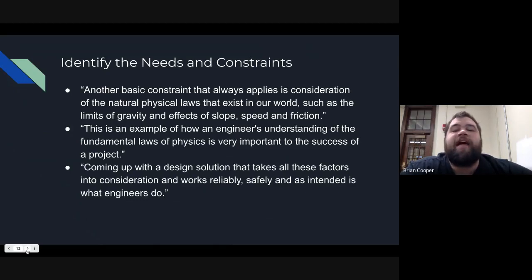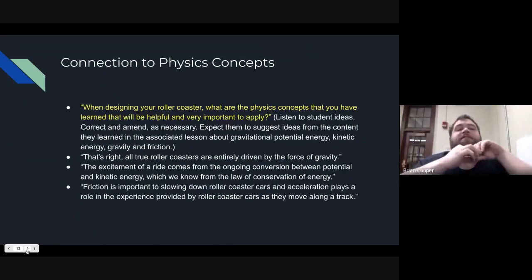This is an example of how engineers' understanding of the fundamental laws of physics is very important to the success of a project. Coming up with a design solution that takes all these factors into consideration and works reliably, safely, and as intended is what engineers do. Then you're going to ask your students, when designing your roller coaster, what are the physics concepts that you have learned that will be helpful and very important to apply?